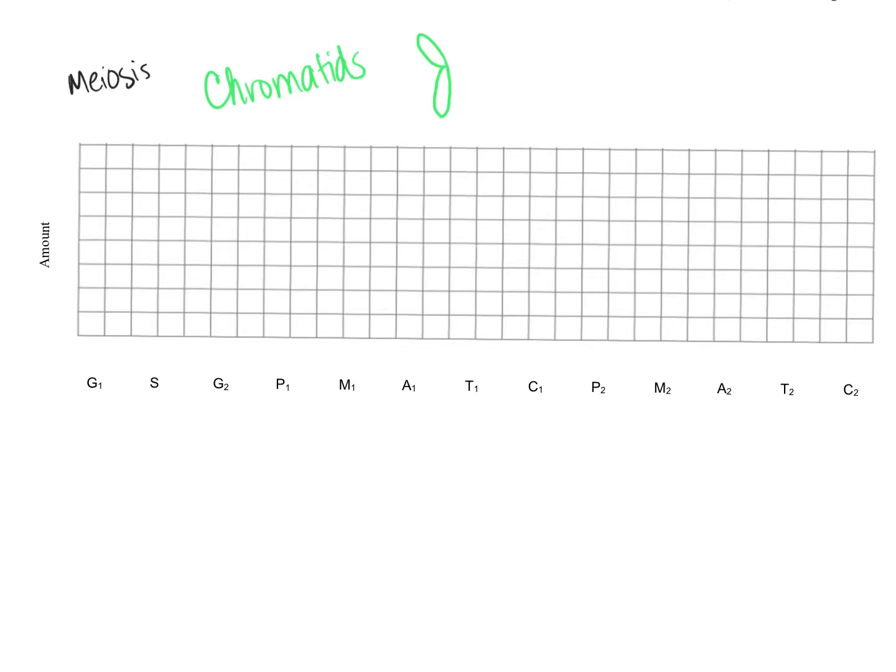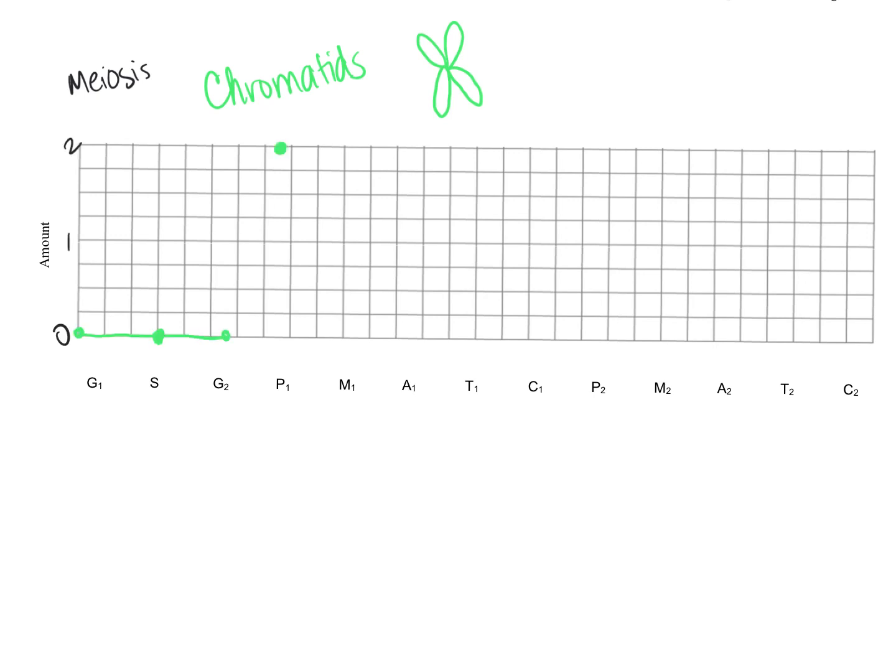Hey everyone, in this video I'm going to talk about the changes to the number of chromatids throughout the course of meiosis. And keep in mind that the chromatid is the highly condensed coiled form of DNA, and a single chromatid would look like this. When it's joined at the centromere of another chromatid, they are referred to as sister chromatids. So let's see how the number of chromatids changes throughout meiosis.